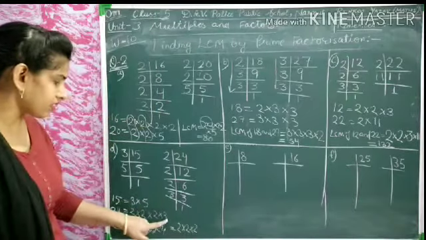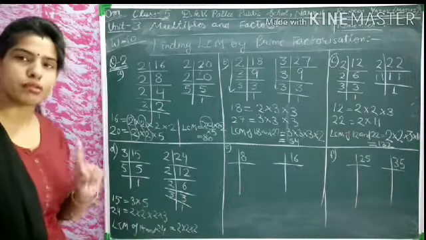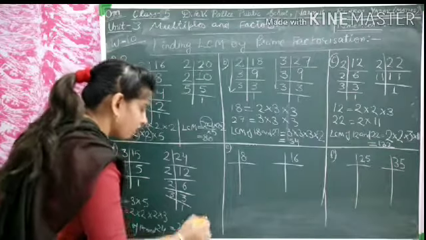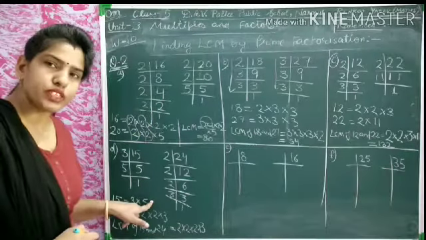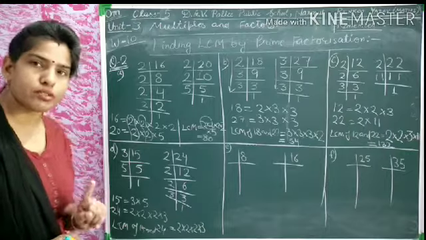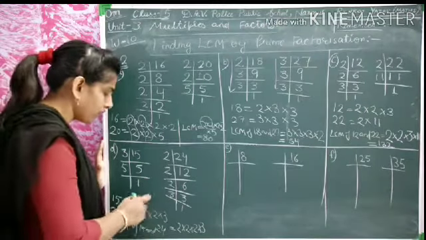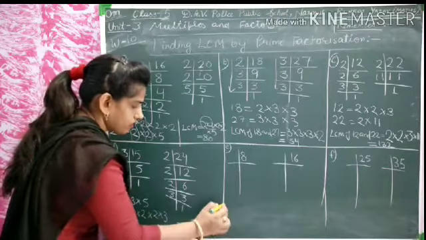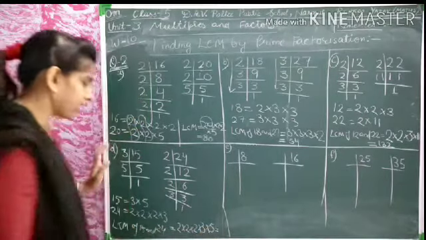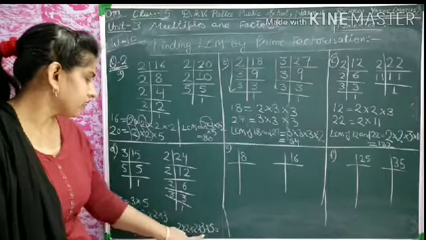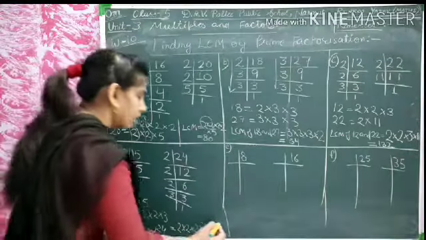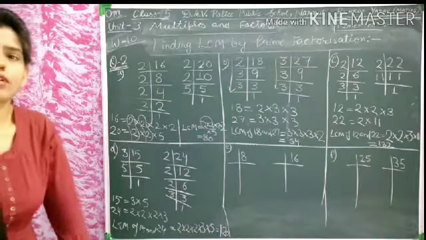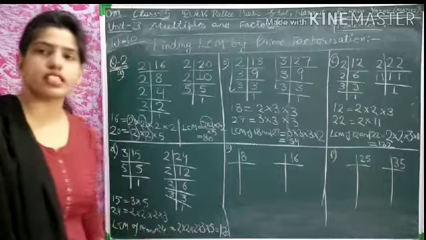Now we will check the 3. 3 occurs 1 time, and 3 occurs 1 time. It means the maximum number of times is only 1 time, so write down 3 one time. Now check the 5. It is also used 1 time; there is no 5 in the other. Now what will we get here? 5 2s are 10, 10 3s are 30, 30 4s are 120. Is this clear, students? We get 120 as the LCM.